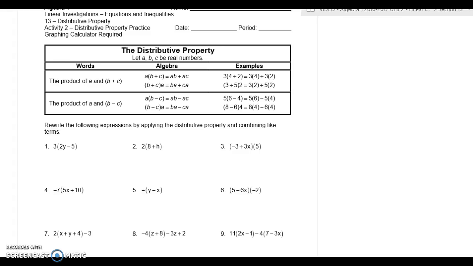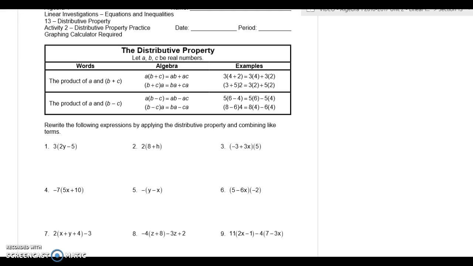In section 13, we're exploring the distributive property. Now, the distributive property is simply this. If we have a number that's outside parentheses and it indicates multiplication, we're going to take that number and distribute it, or multiply through, to each of the terms that's in there.